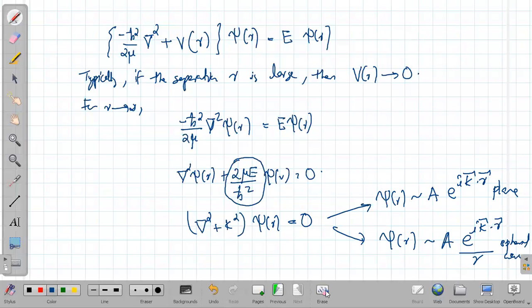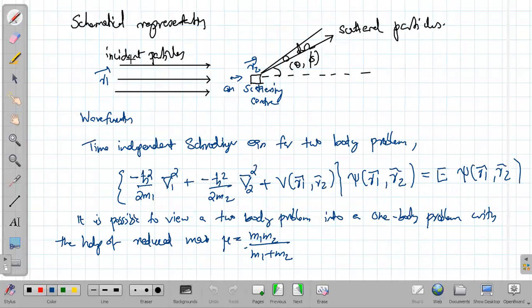Now we can go back to our original problem. In the schematic diagram, you can see that this is my incident particle and this is a scattered particle. If you look at the wavefront of the incident particle, it will look almost plane. So here the incident particle is a plane wave. And what about the scattered particle? The scattered particle will almost look like a spherical wave, because it will be distributed over all angles.